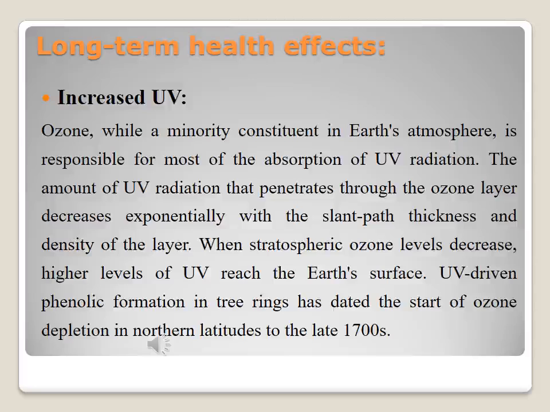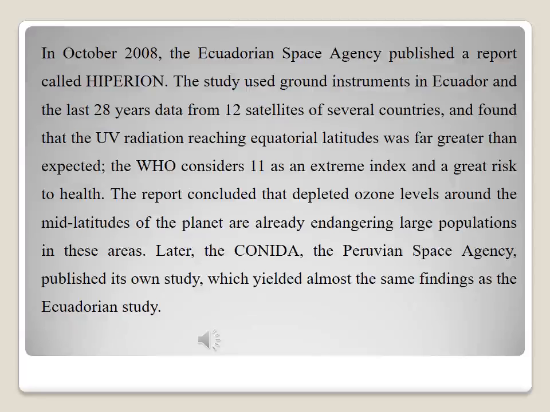UV-driven phenolic formation in tree rings has dated the start of ozone depletion in northern latitudes to the late 70s. In October 2008, the Ecuadorian Space Agency published a report called Hyperion. The study used ground instruments in Ecuador and the last 28 years of data from 12 satellites of various countries, and found that the ultraviolet radiation reaching equatorial latitudes was far greater than expected.